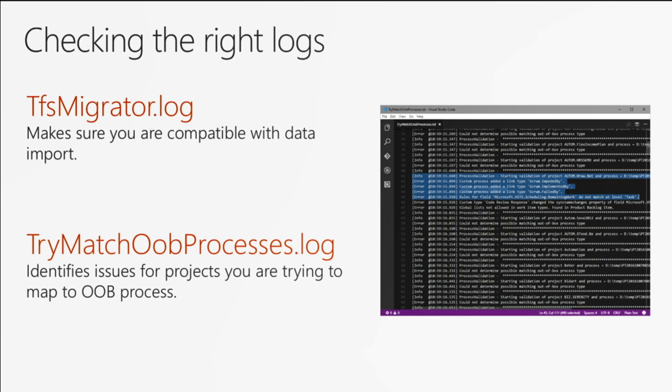Once that all passes, and if you have particular projects that you think need to go onto inherited, that's where the try match out of box process log comes in.